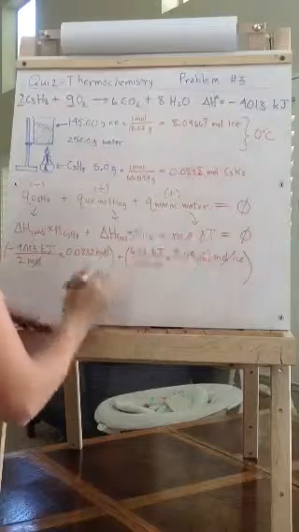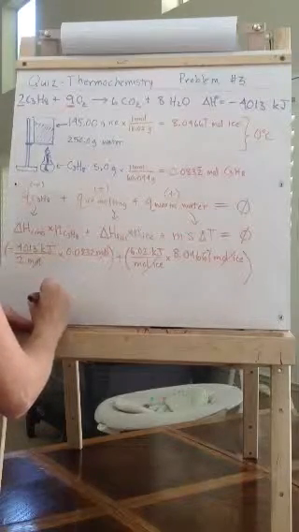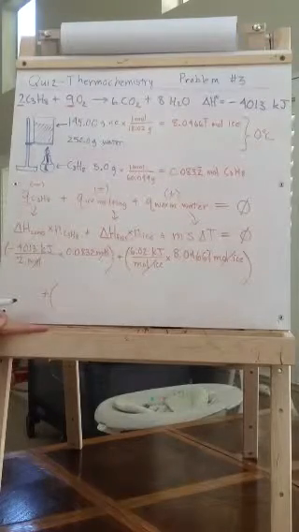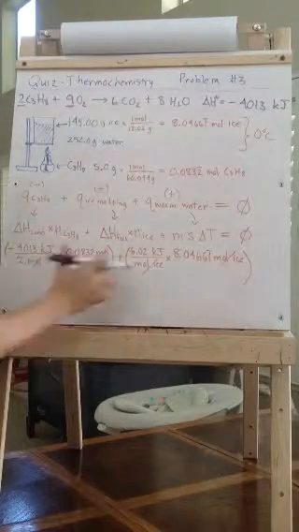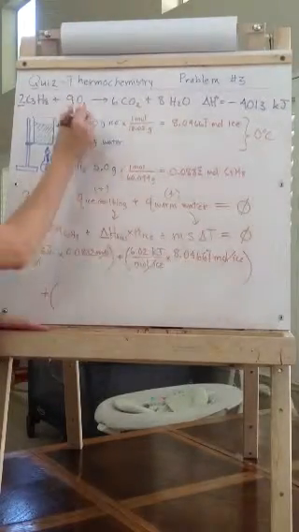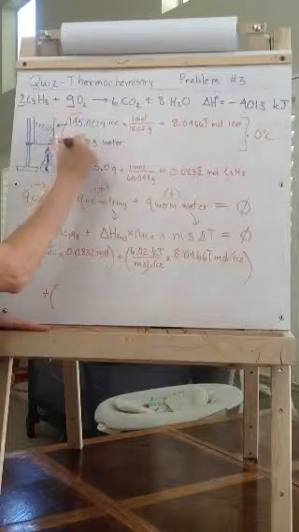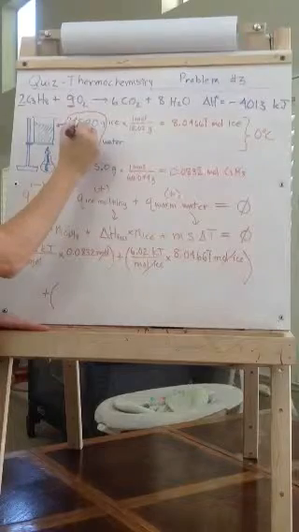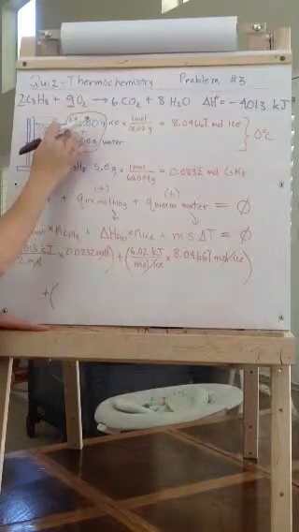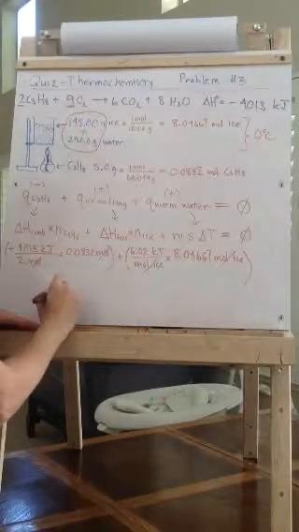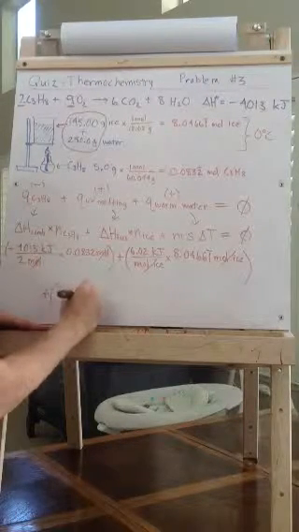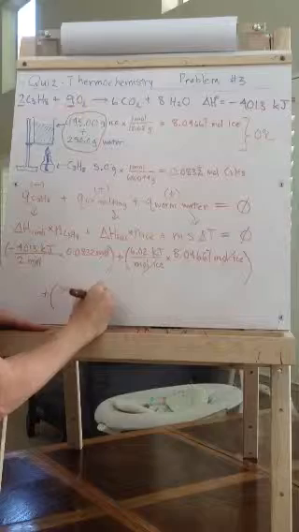And now my last term, my ms delta T, I'm going to write it on the next line because I'm out of room here. I need to use the mass of all the water in the beaker. And at this point, the ice has already melted. So now I don't just have 250 grams of water, I have 250 grams plus 145 grams. So that means I have a total of 395.0 grams of water.